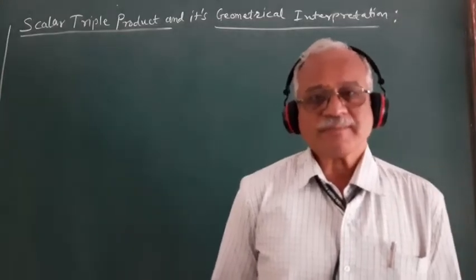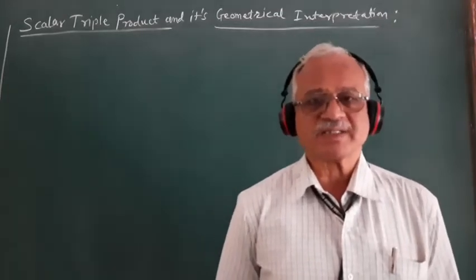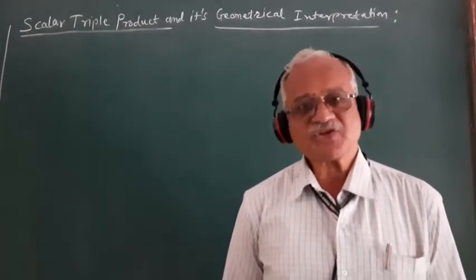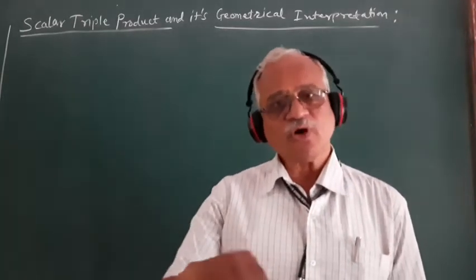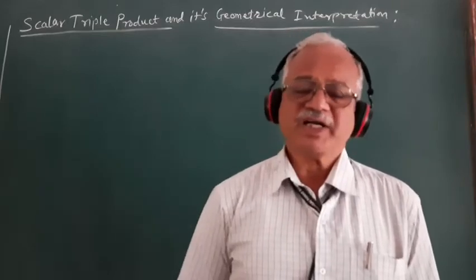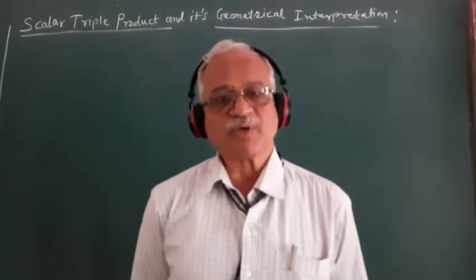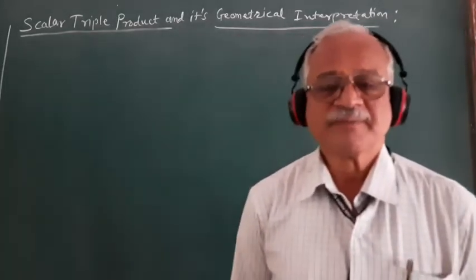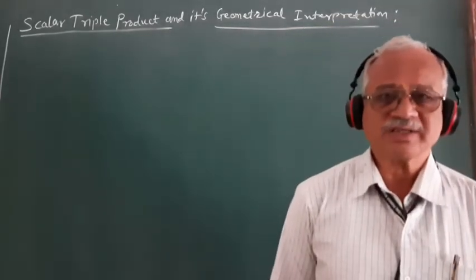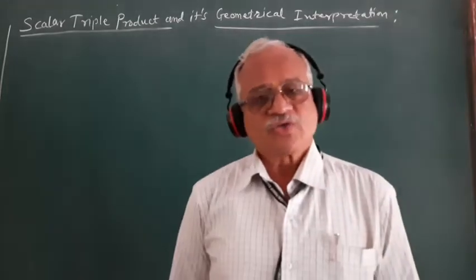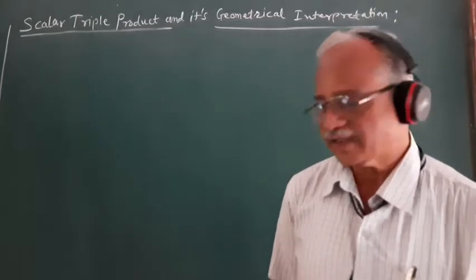So, depending on how we take the multiplication of the three vectors, the result can be either a scalar quantity or a vector quantity, and depending on that we have two types of triple product: one is the scalar triple product and the other is the vector triple product. So let us first discuss the scalar triple product of the three vectors.